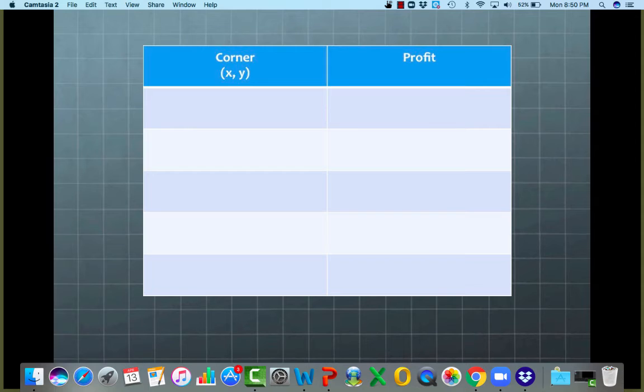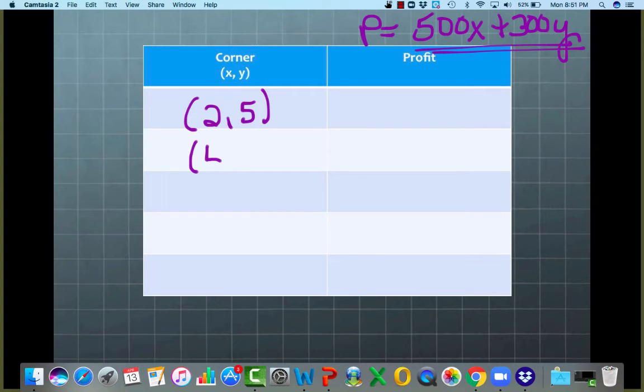In this case, I actually just need to find the maximum because I'm trying to maximize my profit. Well, remember, your profit equation was 500x, because you made $500 off of wheat, plus 300y, $300 for the rye. So I'm going to take my corners, that's my vertex for the three vertices of the triangle, and those are going to be my possible maxes and mins.